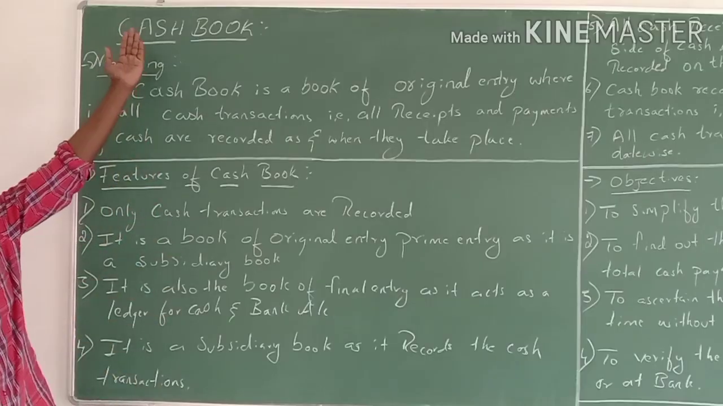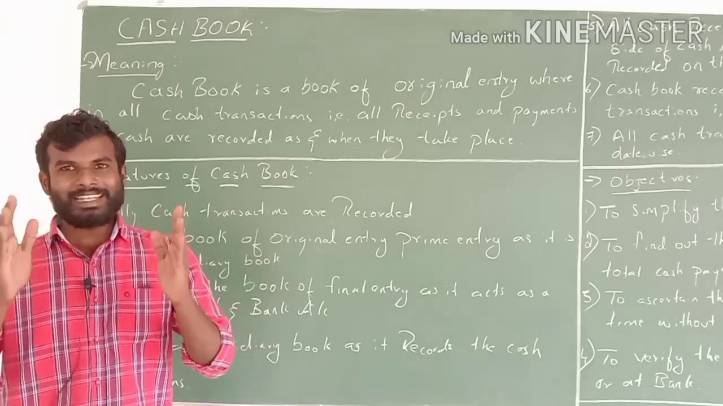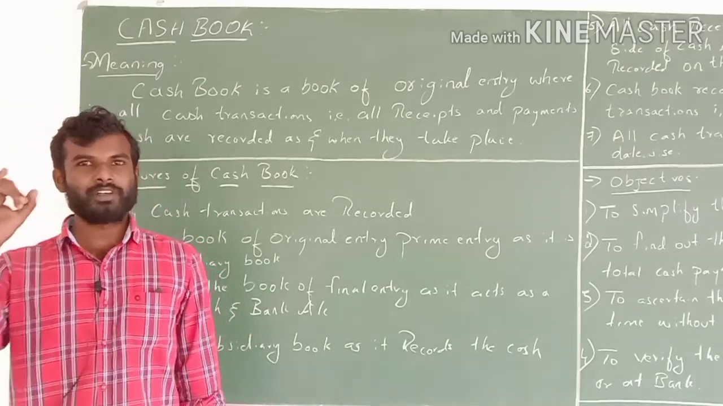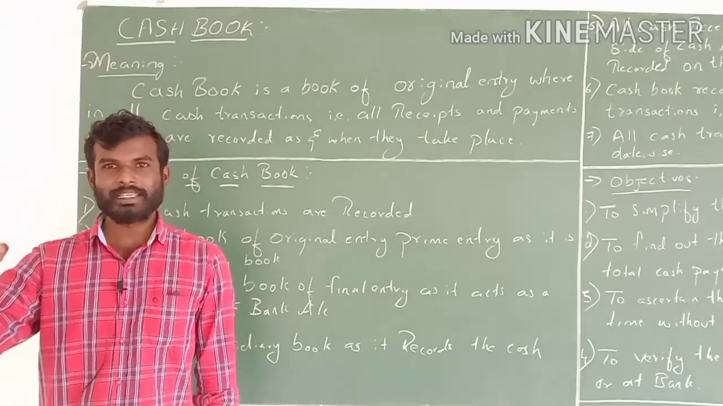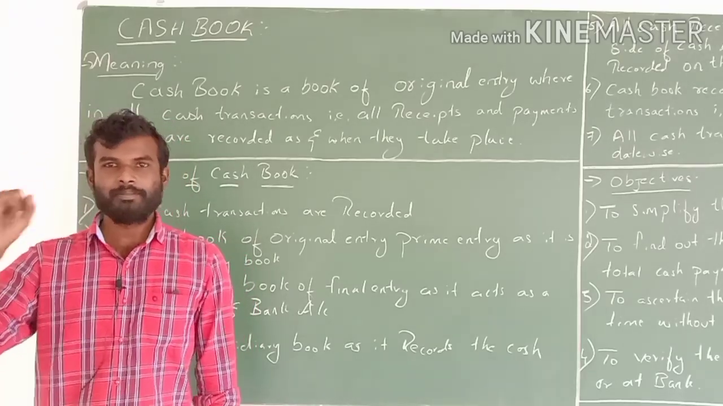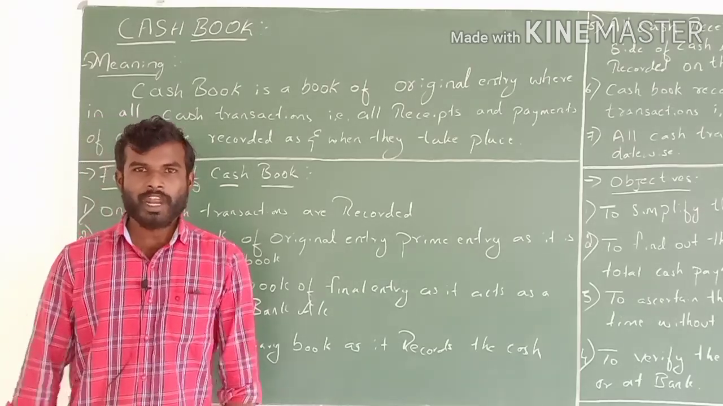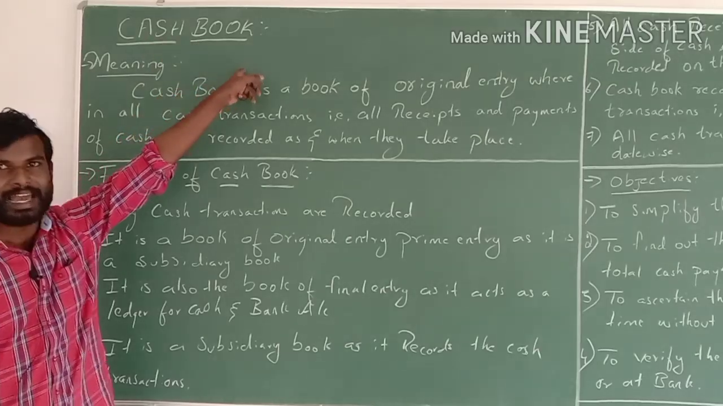Thank you. An important concept is the cash book. We have seen the types of subsidiary books: the first is cash book, then purchase book, purchase returns book, sales returns book, bills receivable book, bills payable book, as well as the journal proper. Now, under that, we are going to discuss the cash book.